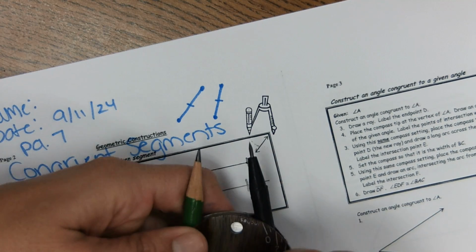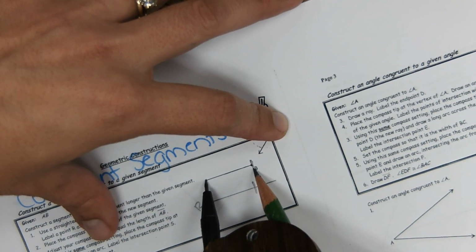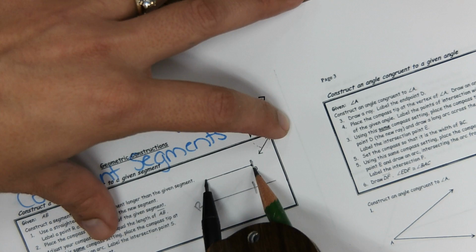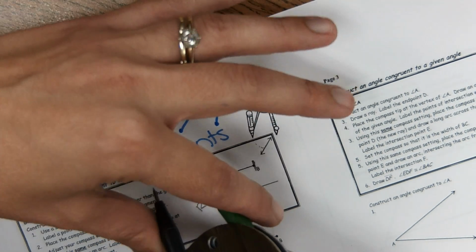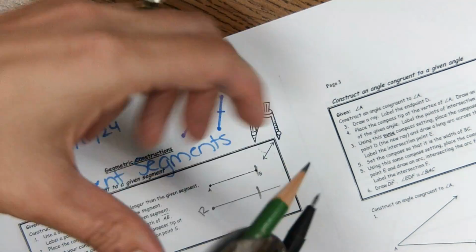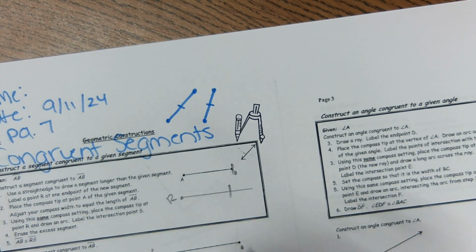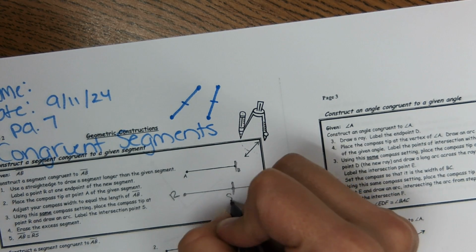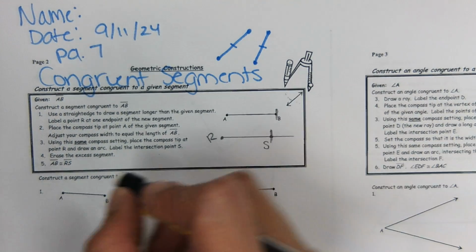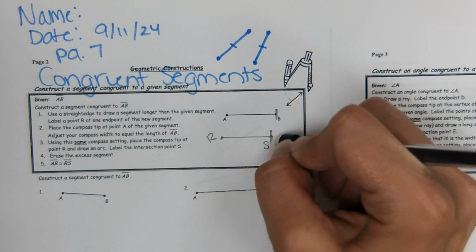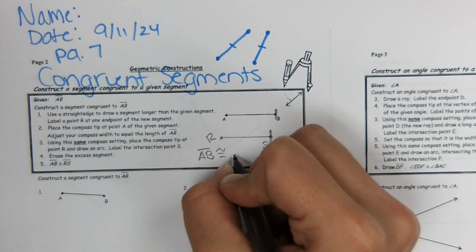If you're having trouble, you can loosen it with this bolt here. And then I put it on R, make the same mark. If it's too tight where you can't expand it, you just loosen this a little bit and you'll be able to move it. And then this intersection right here, label it point S. Then it says to erase the excess segment, and we can say that segment AB is congruent to segment RS.